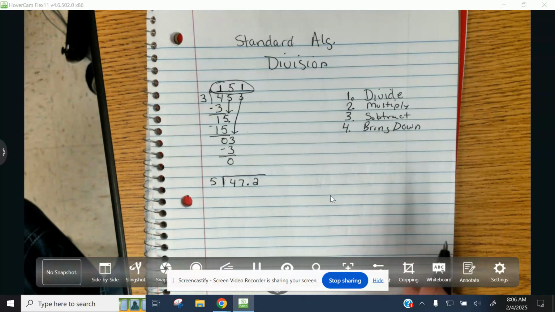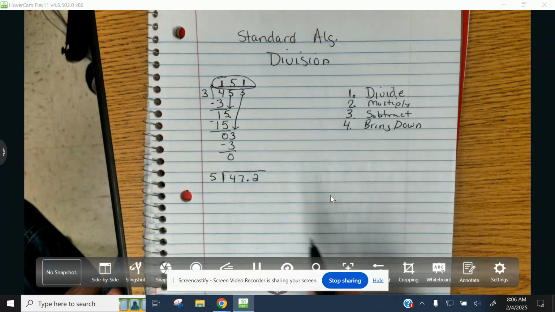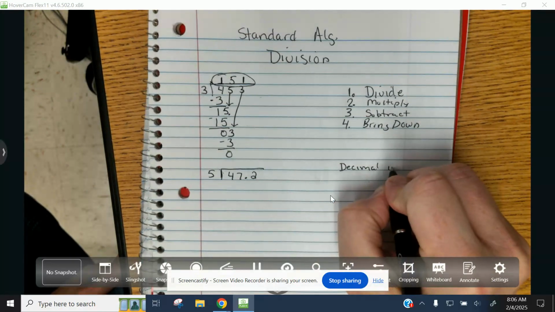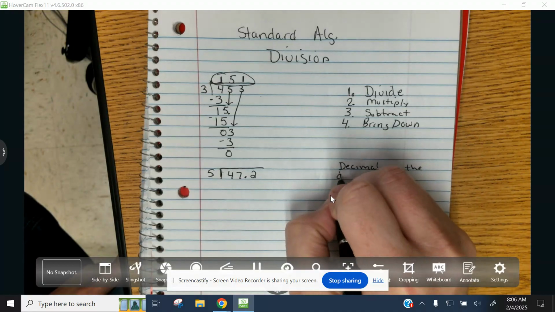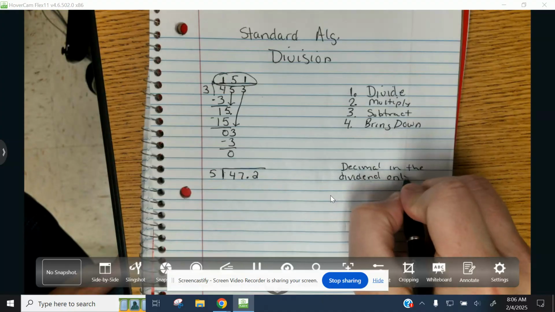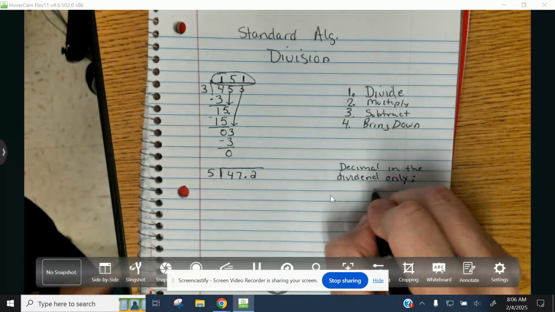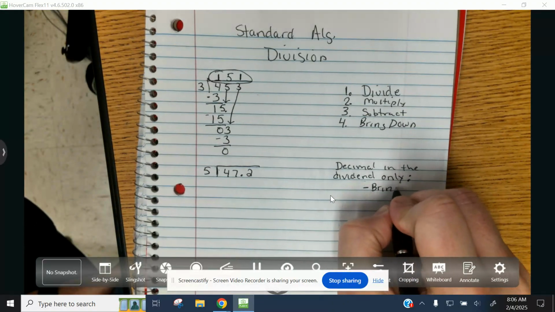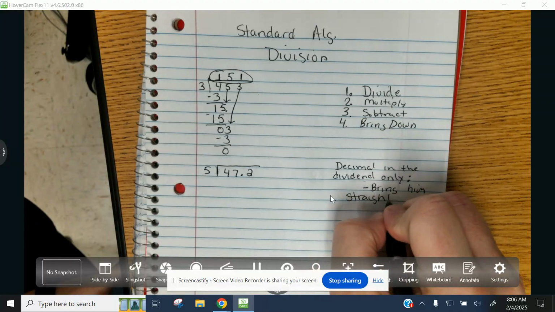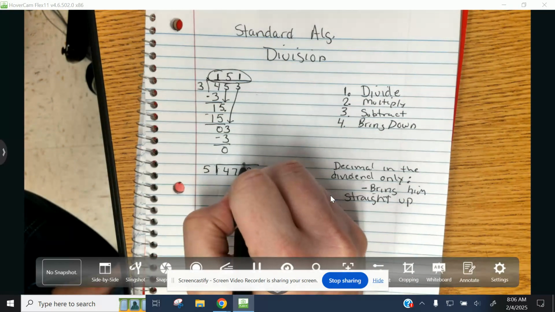Okay, now there are a couple things we're going to learn here. First off, what do you do if there's a decimal in your dividend? Okay, decimal in the dividend only. So what do you do if there's a decimal in the dividend only? You're going to just bring him straight up. That's it. Bring him straight up. So all I'm going to do is take him and put him right in my quotient.